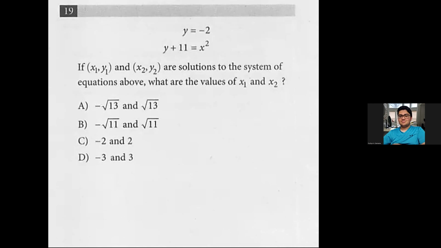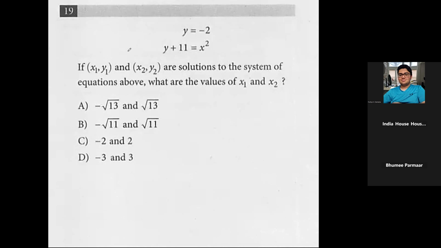We're going to start with question 19. I'll give you a minute to solve the question.